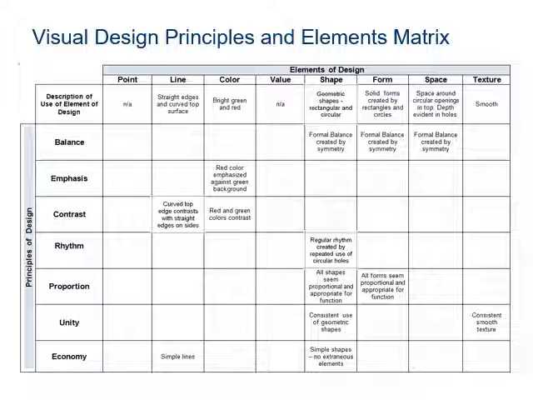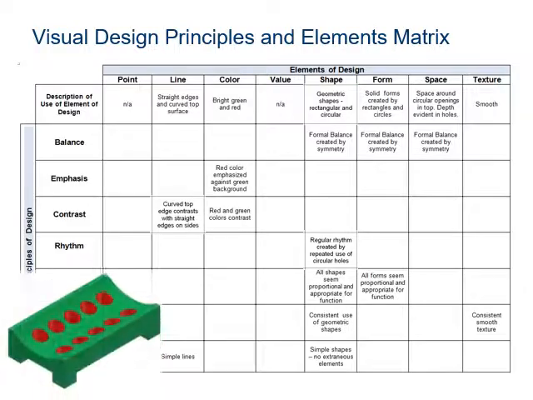A visual design matrix can help you analyze the visual characteristics of an object and identify how those visual elements and principles of a design are used. For example, let's say we look at a soap dish. This right here. Now we're looking at a soap dish.